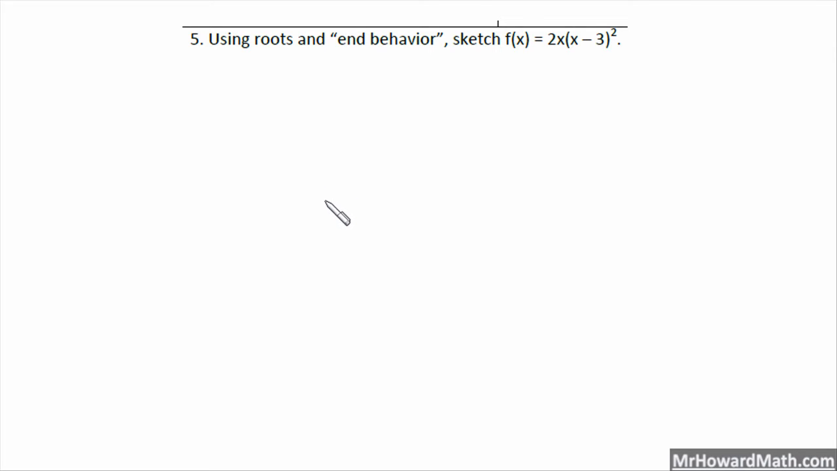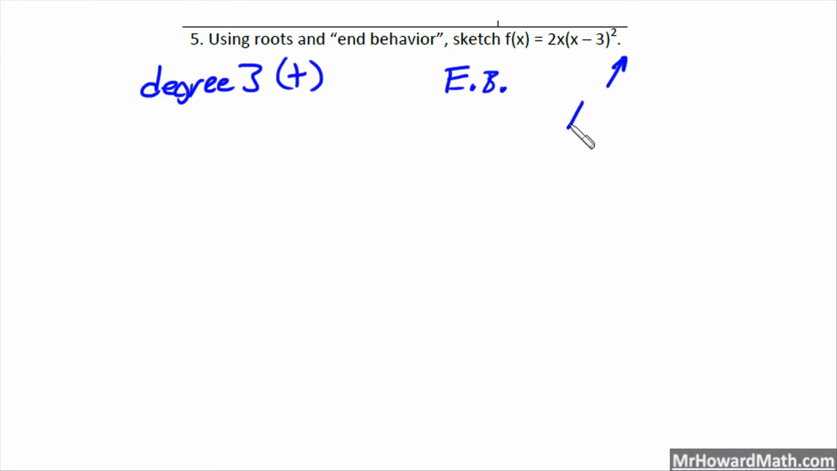Alright, problem 5 on your review says using roots and end behavior, sketch f of x equals 2x times the quantity x minus 3 squared. So we have a degree 3 polynomial, first degree times second degree, degree 3. It is positive because the leading term here is positive, so that gives us the end behavior. It's going to be just like the cubic function, so up, right, down, left. This is an odd degree, so they go opposite directions. Odd starts with O, opposite starts with O. That's another way that we discussed you could remember it.